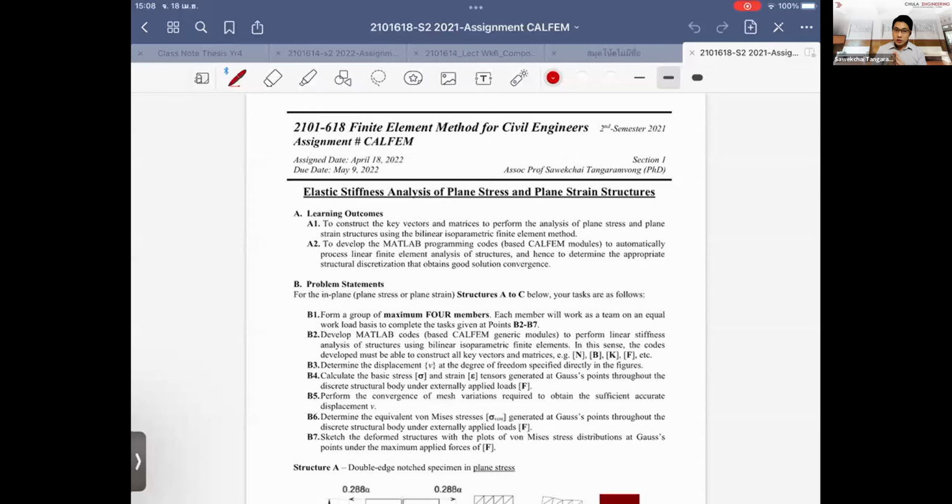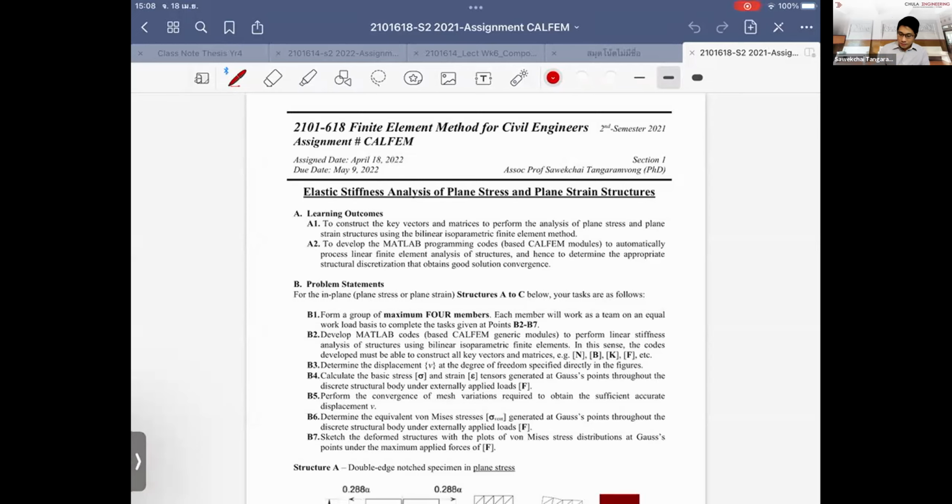Guys, in these 2 weeks, we focus on the coding. The software we will use is MATLAB. I believe all of you have already enrolled, or most of you have already enrolled and passed the course called Advanced Structural Theories. So you should have the basic idea or the coding skills using MATLAB.